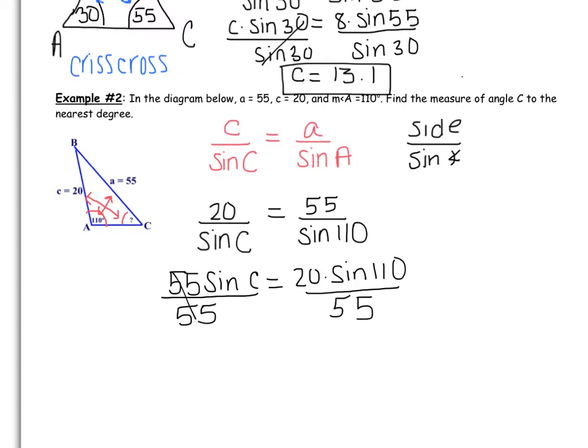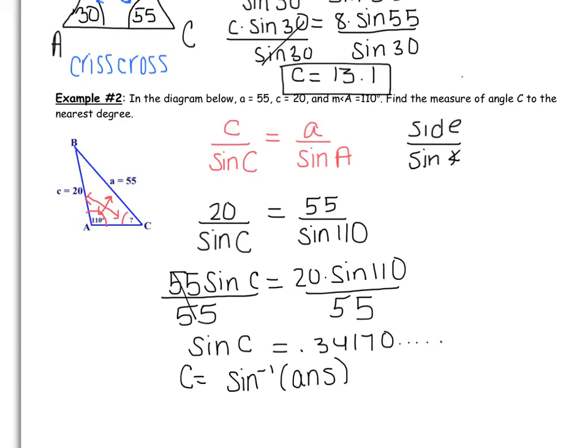Okay, so in the calculator, 20 sine 110, close parentheses, divided by 55. And you should get 0.34170..., and that is equal to sine of C. So from our previous unit, how do I get C by itself? You should be thinking second sine. So we're going to write sine -1 of answer. So this is what C will be equal to.